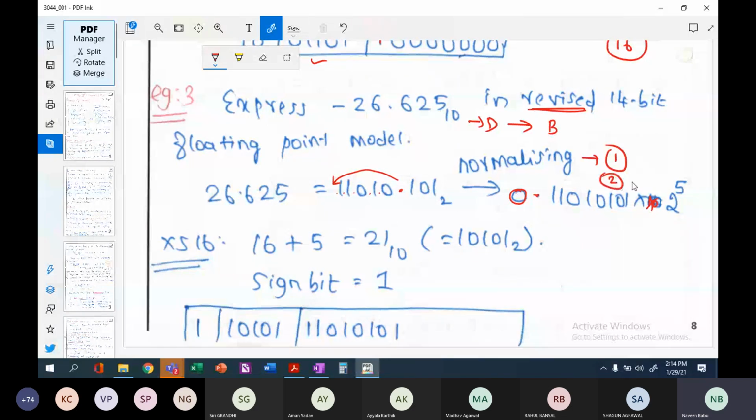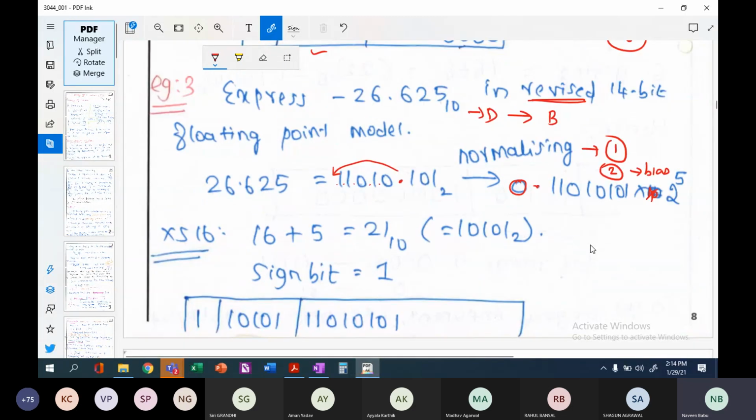Second step is the biasing step. So we will bias it with respect to the number of fields you have. You have 5 different fields here, so your biasing value will be 16. You have to add 16 to the existing value. So 16 plus 5 is 21, equivalent to 10101.